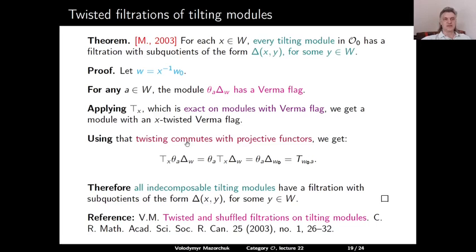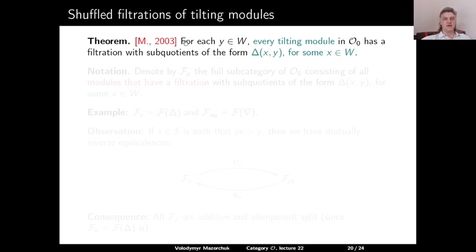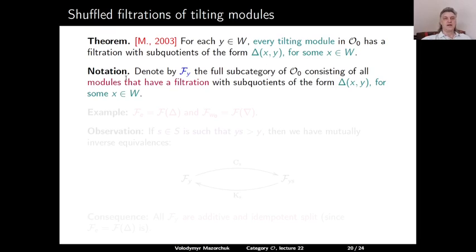So we have now discussed twisted filtrations. Now we go to shuffled filtrations. The theorem from that paper: for any y and w, every tilting module in O_0 has a filtration with subquotients of the form delta xy, where y can now vary inside w. The proof of this theorem is a little bit more complicated than for twisted filtrations, so let's discuss some notation before we can do the proof.